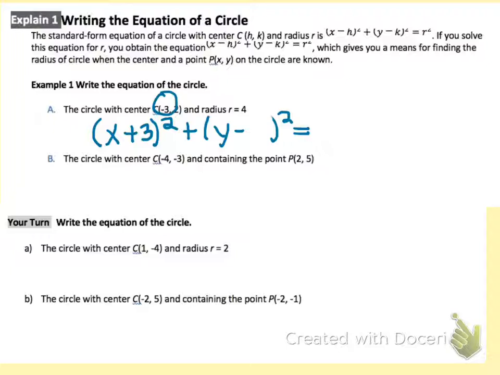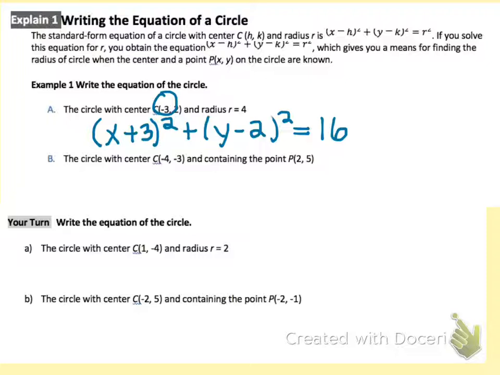And then the k is 2, that's the y coordinate of the center. So that would be (y − 2)². And then the radius is 4, so that would be 4 squared, or 16. And that's the equation for the circle.